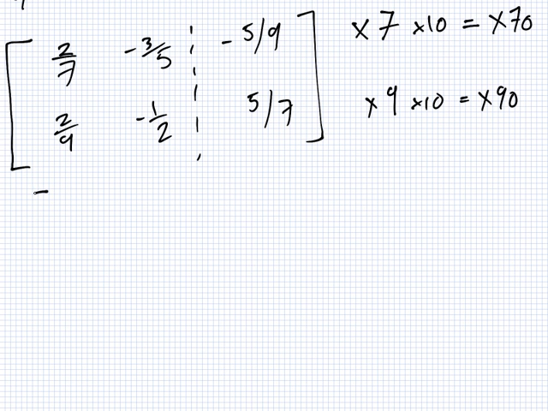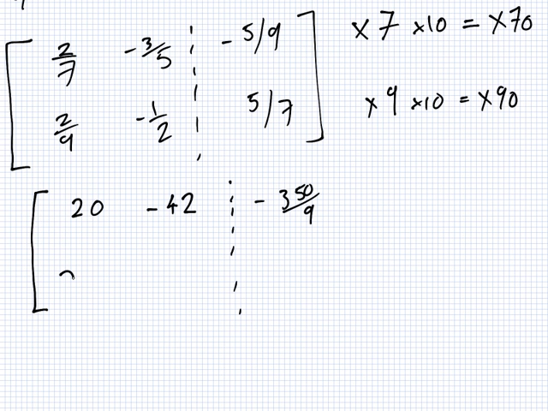Okay, so let's multiply by 70. 2 over 7 by 70 is 20. And then this is minus 21? No, of course not, minus 42. How about we stop guessing and use a calculator? Minus 3/5 times 70: minus 42. Are you sure? Yes, it's 14 times 3. Oh yeah, okay, I agree with you now. Minus 5/9 times 70. I don't even think that will work out nicely. Minus 350 over 9. Okay.